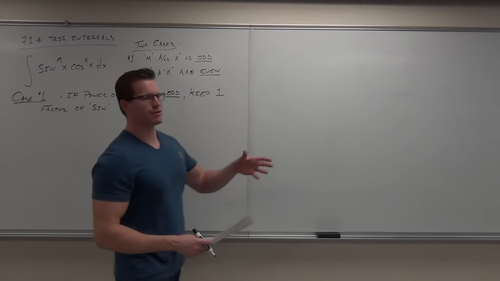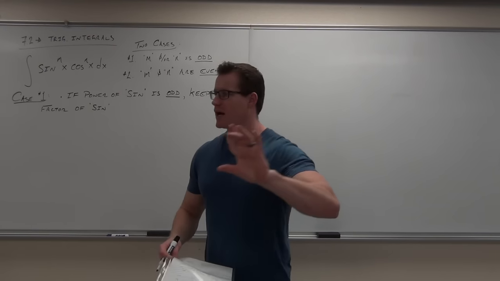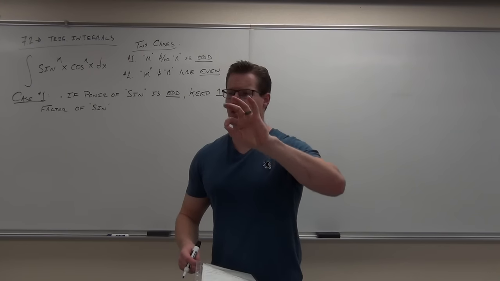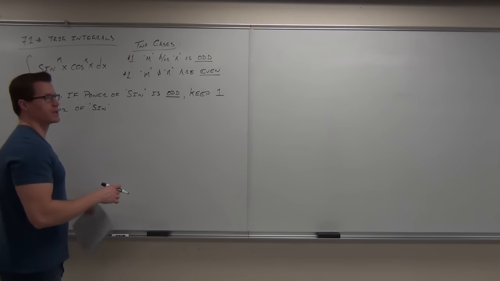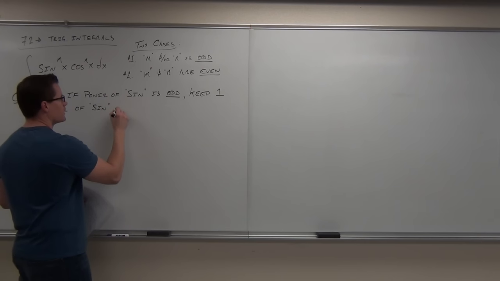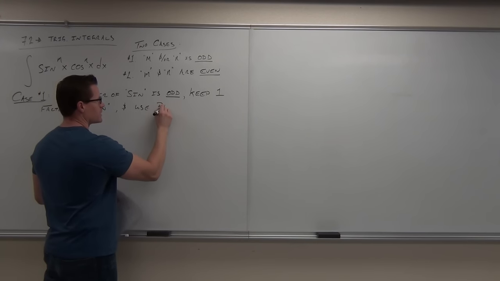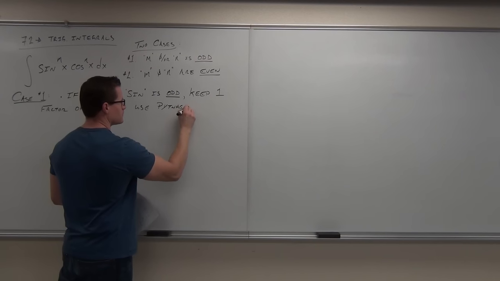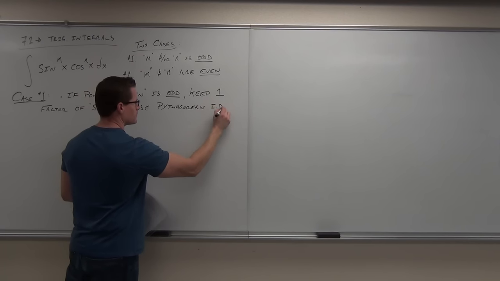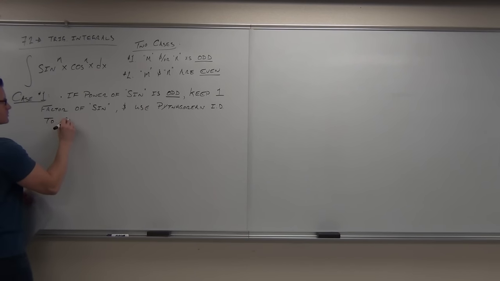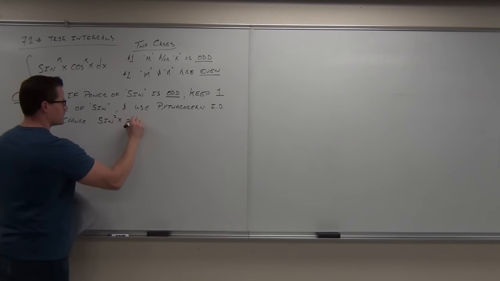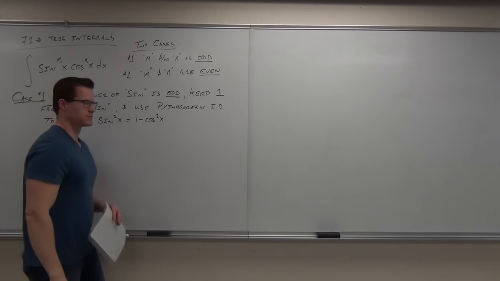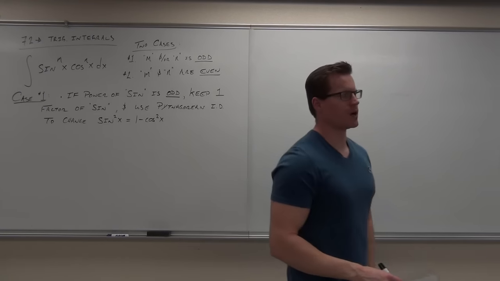And then with the other one, if we have an odd power of sine, and we take one sine away, we strip off that factor, then that odd power now becomes an even power, doesn't it? If it becomes an even power, we can do something with it. Then what we're going to do is keep one factor of sine, and use the Pythagorean identity to change sine squared x into 1 minus cosine squared x. You'll see why this works in just a minute.